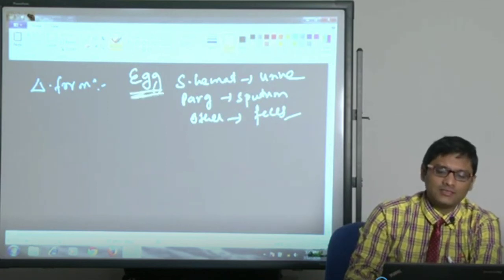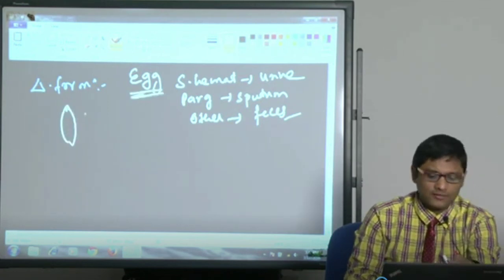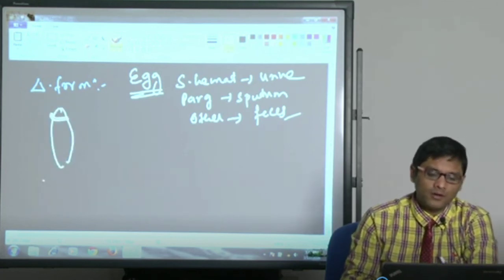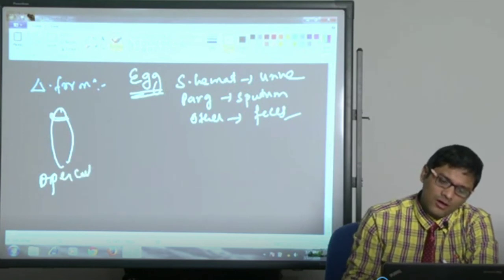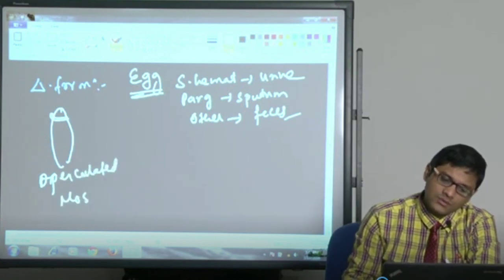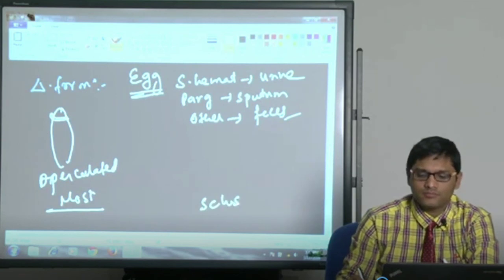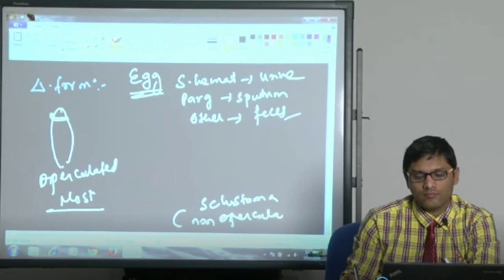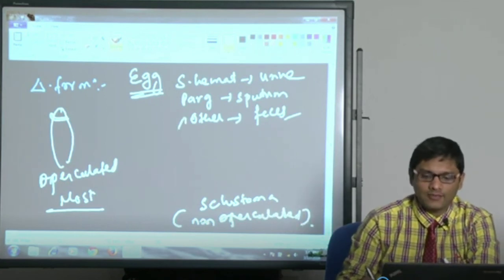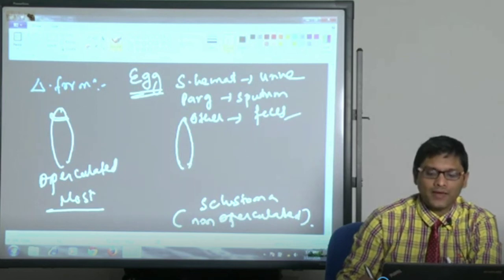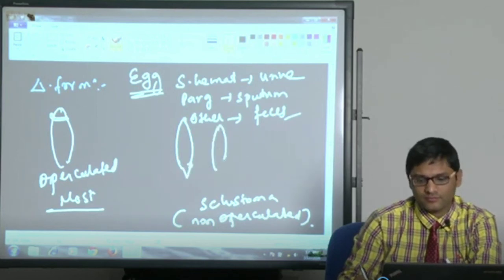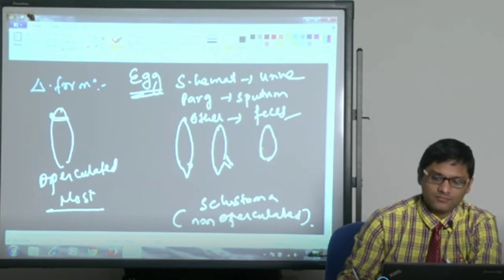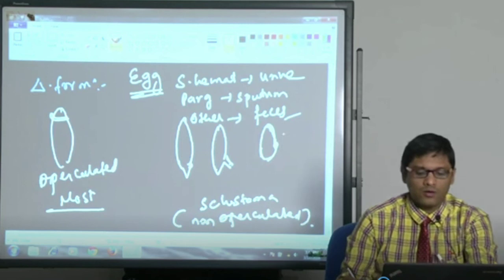As for the description of the egg, all trematodes have operculated eggs, except Schistosoma. In Schistosoma, the eggs are non-operculated. Instead of an operculum they have a spine, and based on the spine you can locate the species.